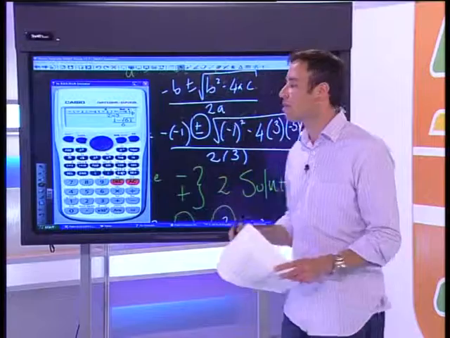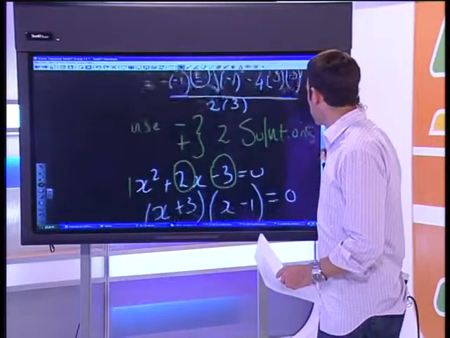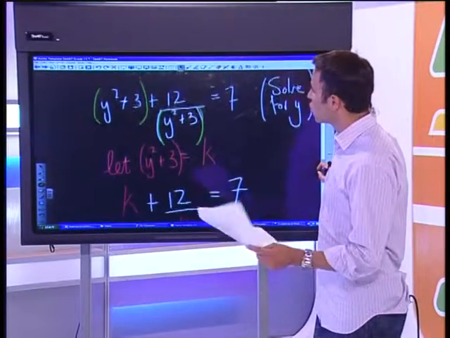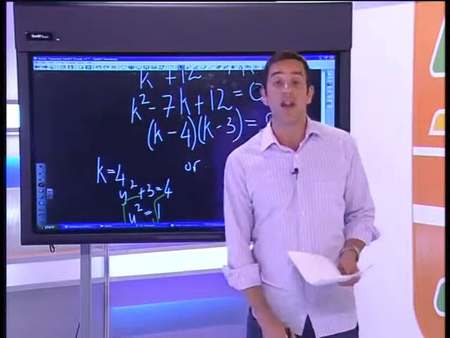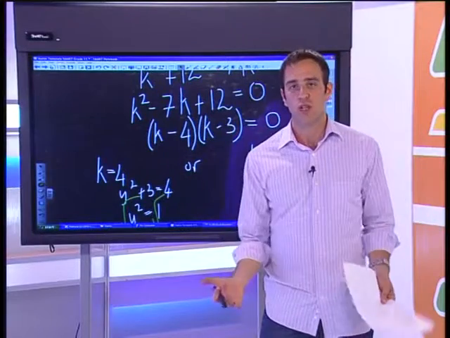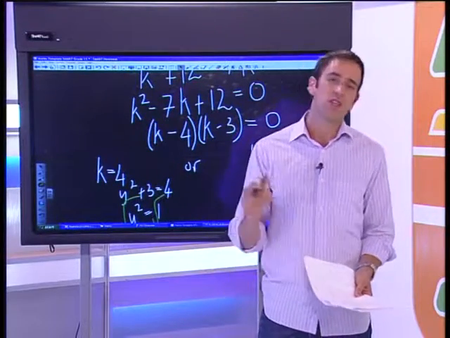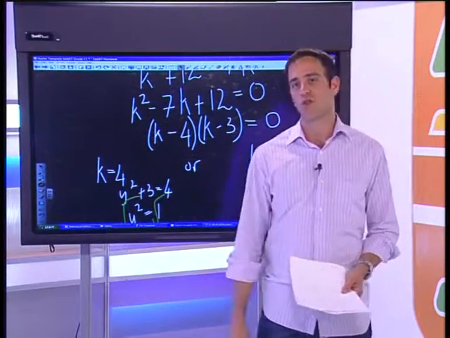It may be in another question, like this question I did previously, okay, where we had to convert to k and then we had to eventually get our answers, and maybe at the end you'll need to use your quadratic formula. So there might be more to it, okay, but that's not the case in a shorter question, 2 or 3 marks.